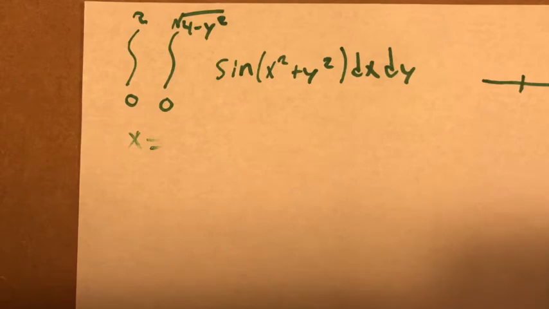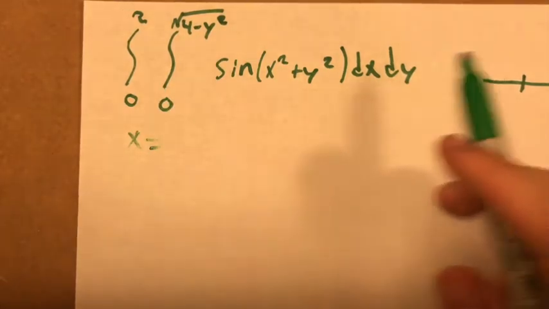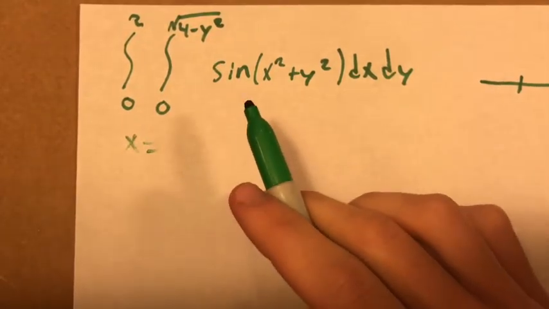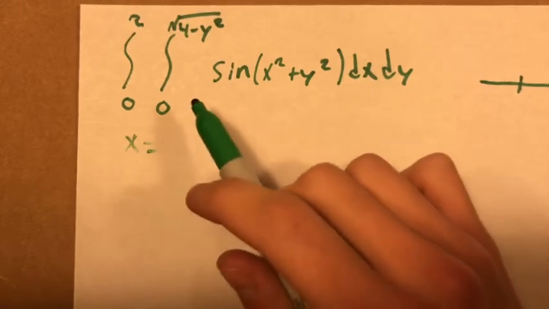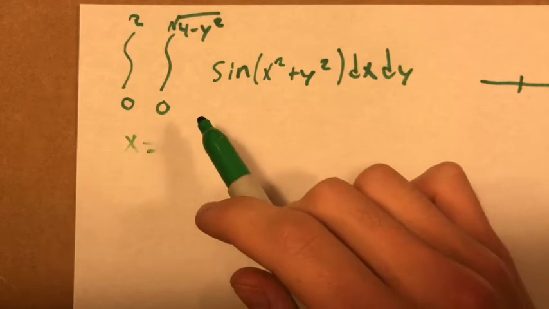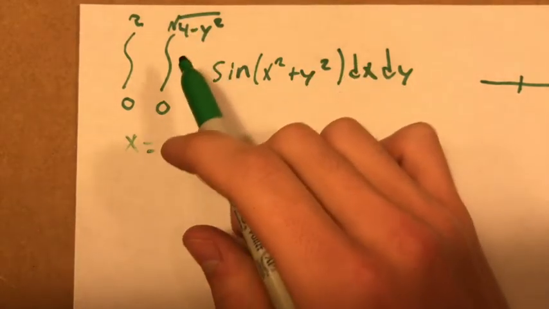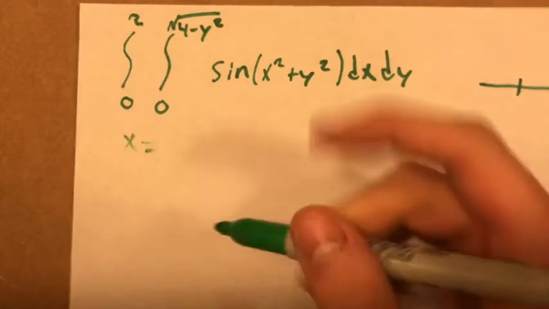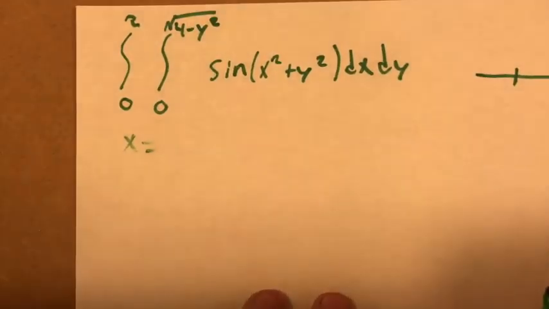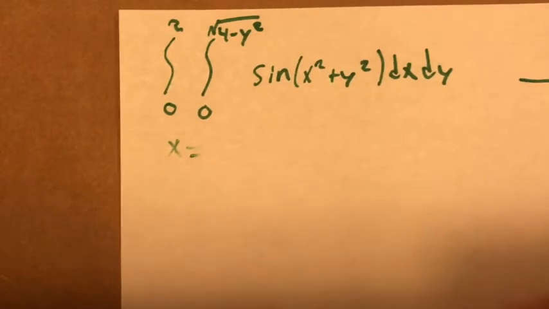Hello, my name is Ben Orr, and I will be demonstrating how to solve this integral: sine of x squared plus y squared dx dy. We're going to be integrating in x from 0 to the square root of 4 minus y squared, and integrating in y from 0 to 2. First things first, let's figure out where this region is.